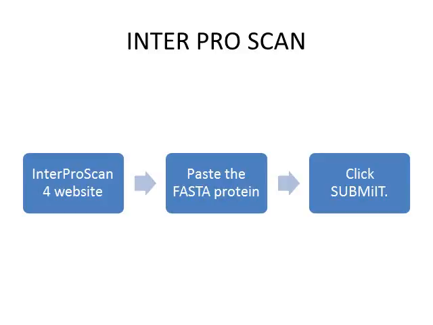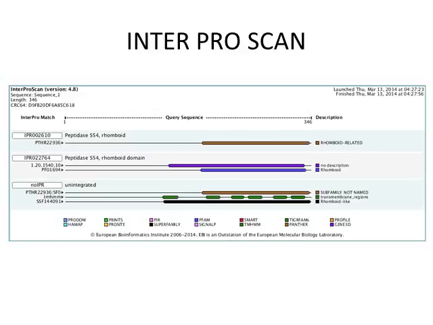To use InterProScan, open the InterProScan website. Then, paste the FASTA protein sequence in the dialog box and click Submit. Functional domains will appear. This is the domain searched using InterProScan.